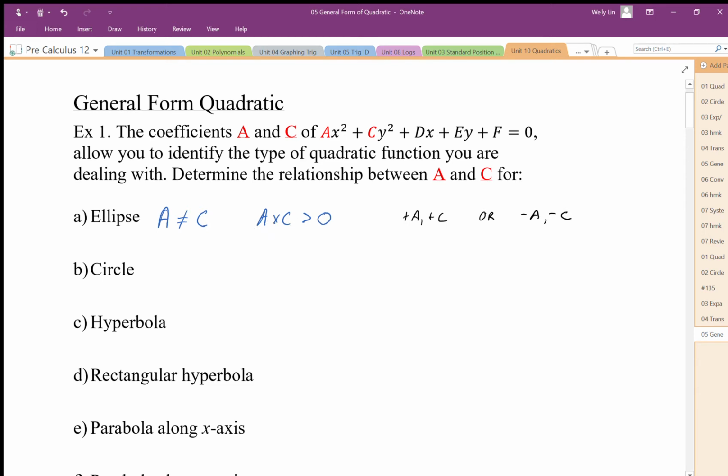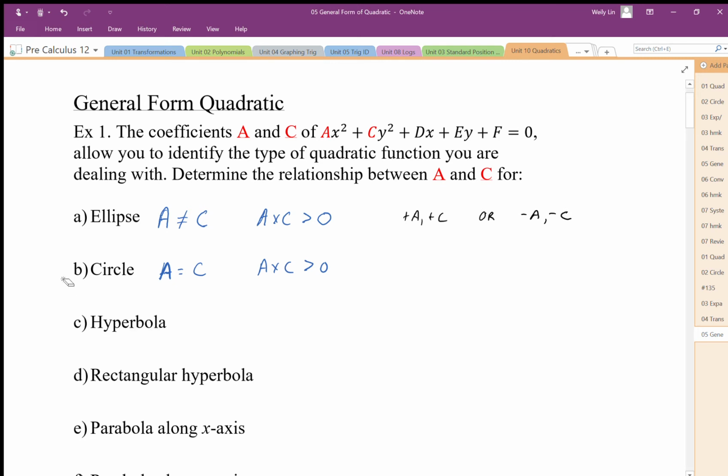So for an ellipse we can use this expression, but we can understand it this way as well. Circles are just ellipses. They are ellipses when A actually equals C. When A and C are the same, then we have a circle. They both can be positive or negative, so we can just say A times C is greater than 0 for the same reasons. If A and C are both positive, it's bigger than 0. If they're both negative, it's still bigger than 0.